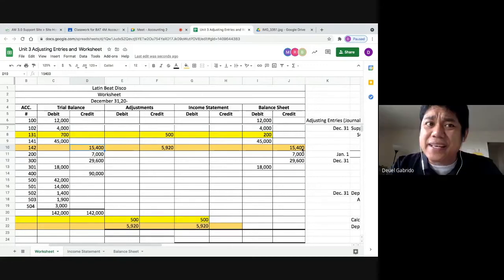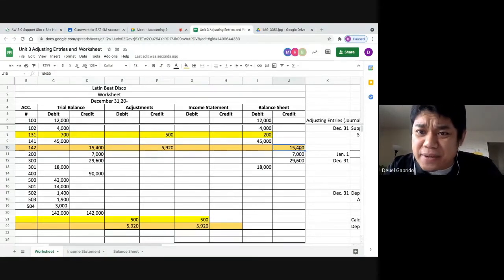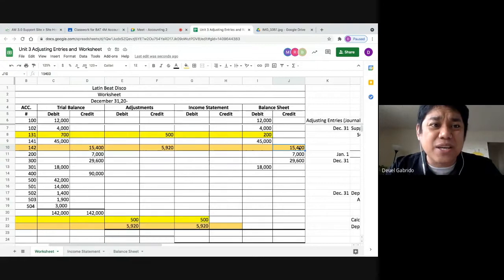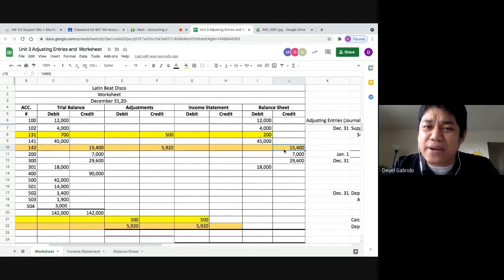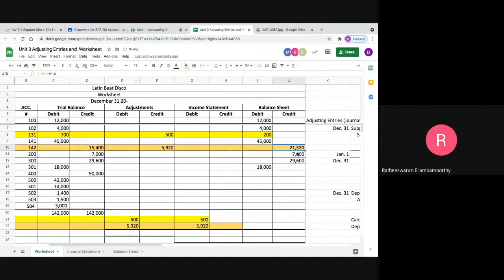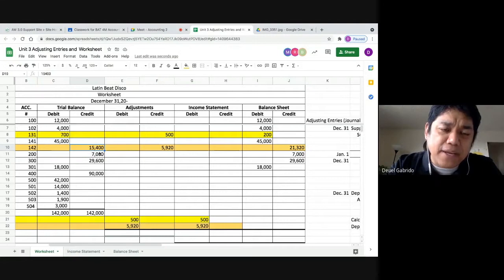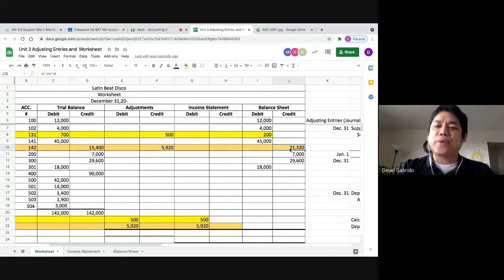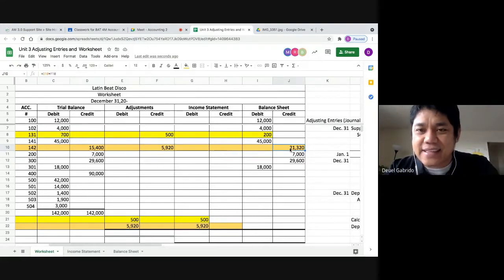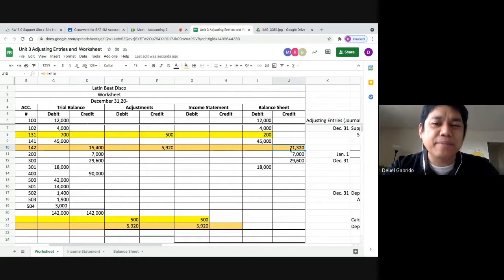And the answer is no. Because if you put the same total decrease here after 1 year, the meaning of that is your equipment is not getting older. Remember, it gets older for 1 more year. So therefore, what's our number here before? Let me undo. It's 21,300. Why? Last year's 15,400 decrease plus another decrease this year. So the total decrease is now 21,320. Does it help, guys, to understand adjusting entry?